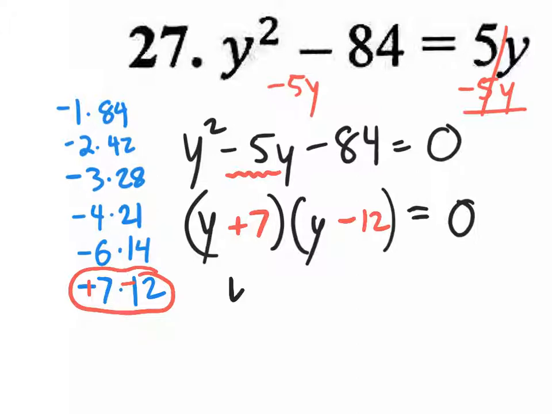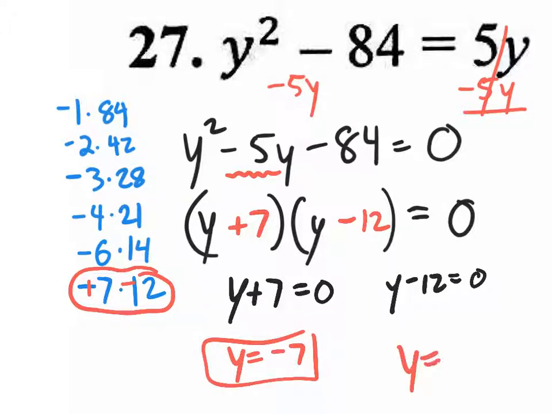After that, you split it. Y plus 7 equals 0. Y minus 12 equals 0. And you'll have your two answers, y equals negative 7, and also y equals positive 12.